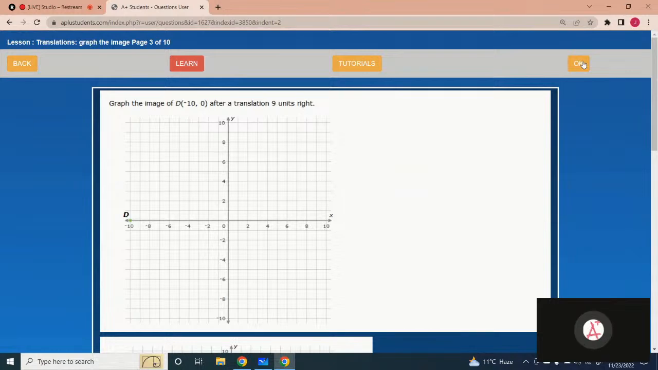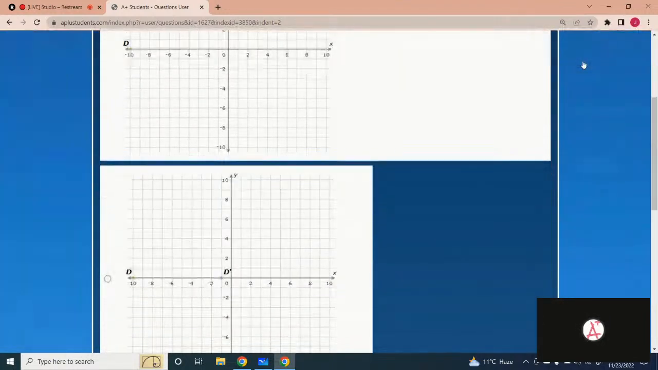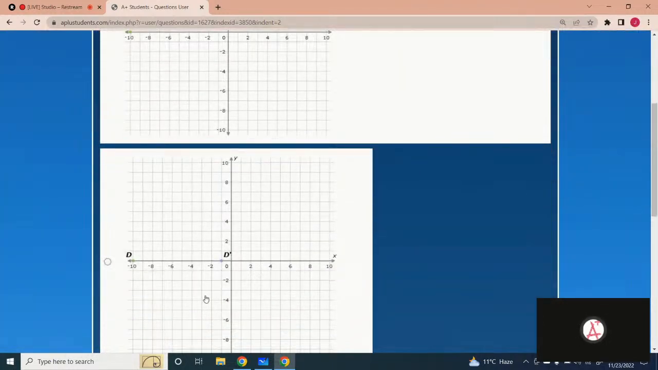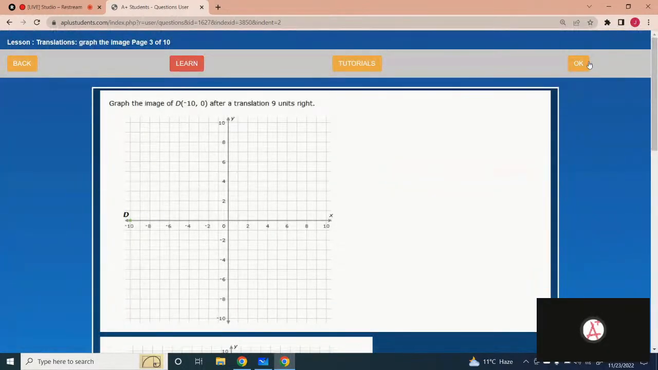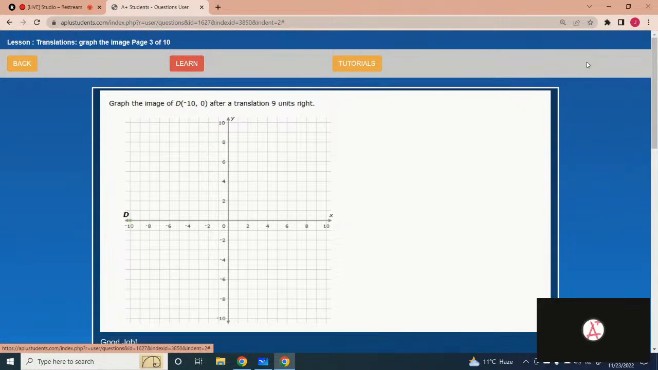Okay, the next one is graph the image negative 10 0 after a translation of 9 unit right. So 9 unit right means you have to add 9 to the x value. So it would be negative 1 and 0. This one is the correct option. Option here have negative 1 and 0. So first option is the correct one. Just select the correct option and click on the OK button. Got it?